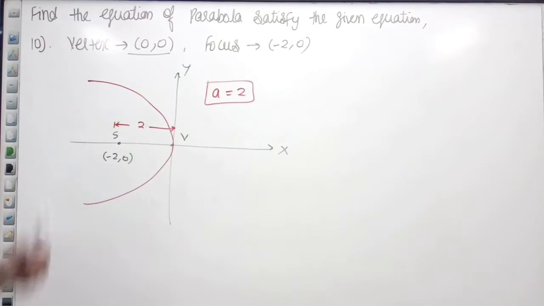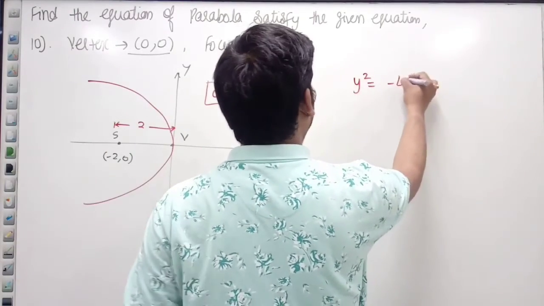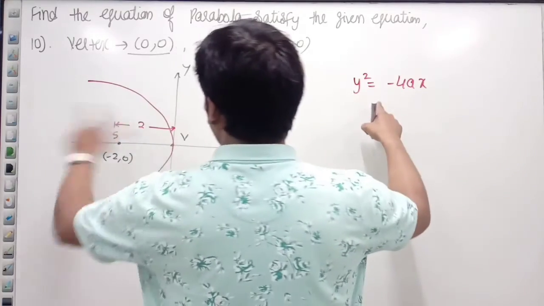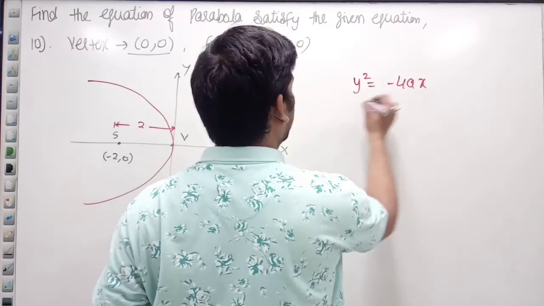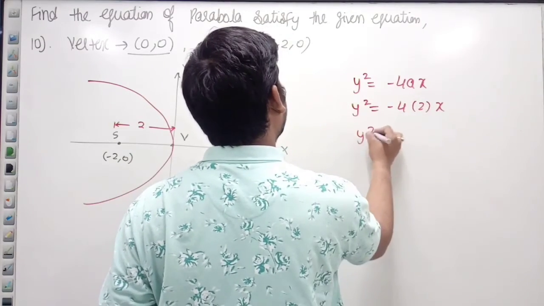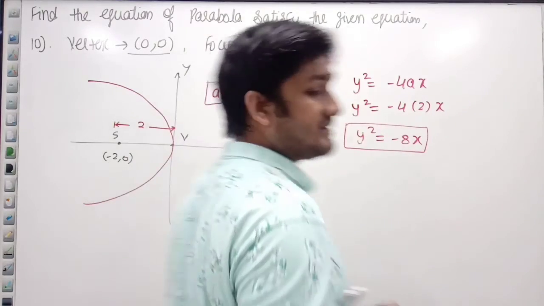Now what is the equation of a parabola that is bending towards the x-axis? It is y square equal to minus 4x on the negative side, and plus 4x on the positive side. So it is on the negative side, so we can say minus 4x. Y square equal to minus 4 into 2 into x, y square equal to minus 8x, and this is the answer.